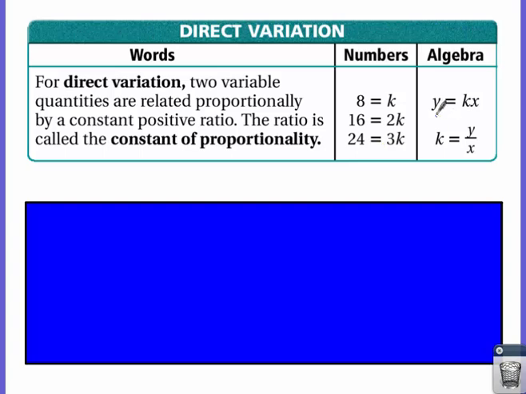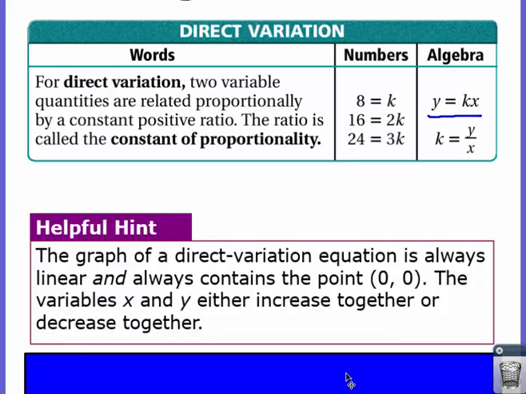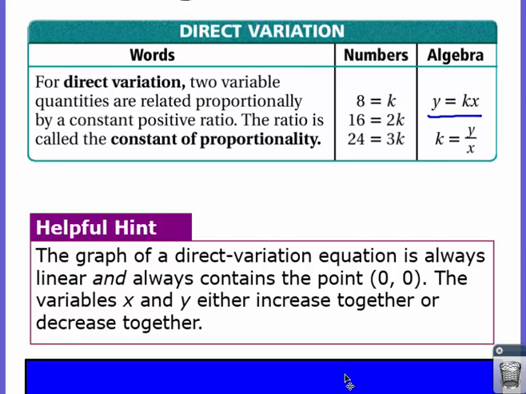Now we also know that this right here in algebra is our proportionality formula or direct variation formula. And if I wanted to solve for the value of k, I would end up with k is equal to y over x, because to get k by itself, I have to divide both sides by x. So in essence, the graph of a direct variation equation is always linear. It's always going to be a line, and it always contains the point (0, 0).